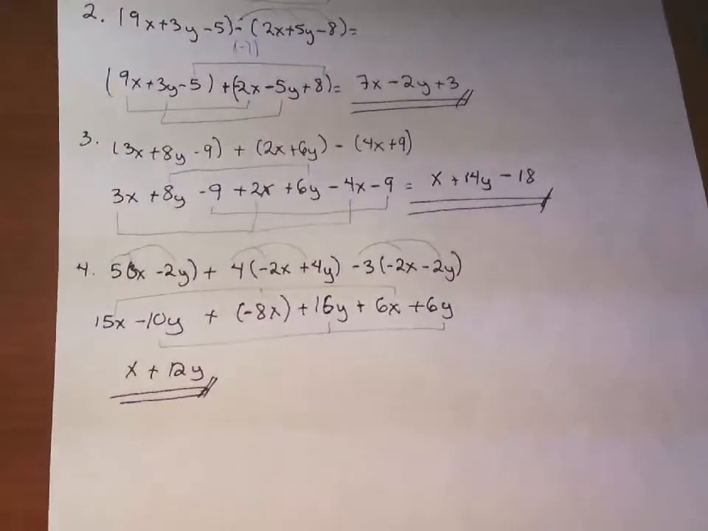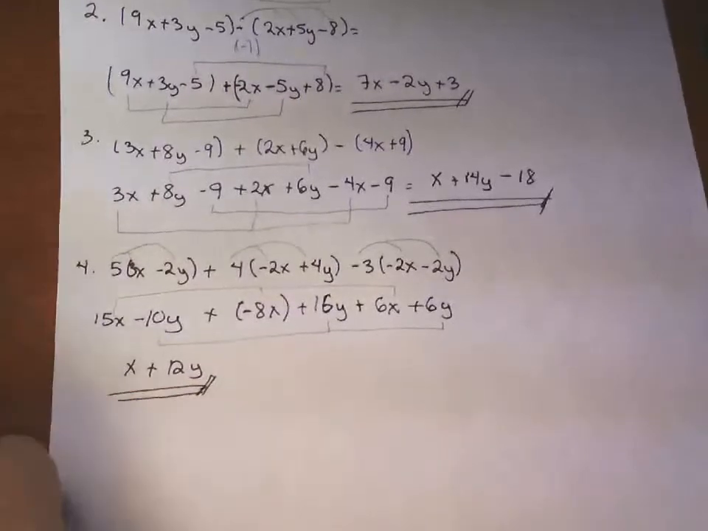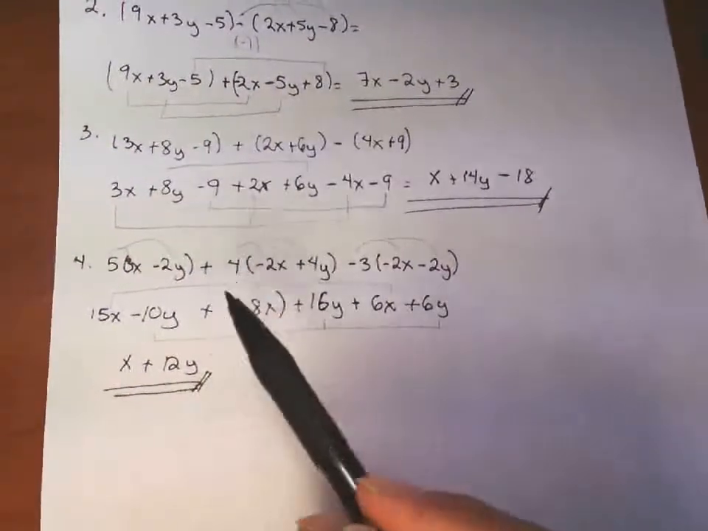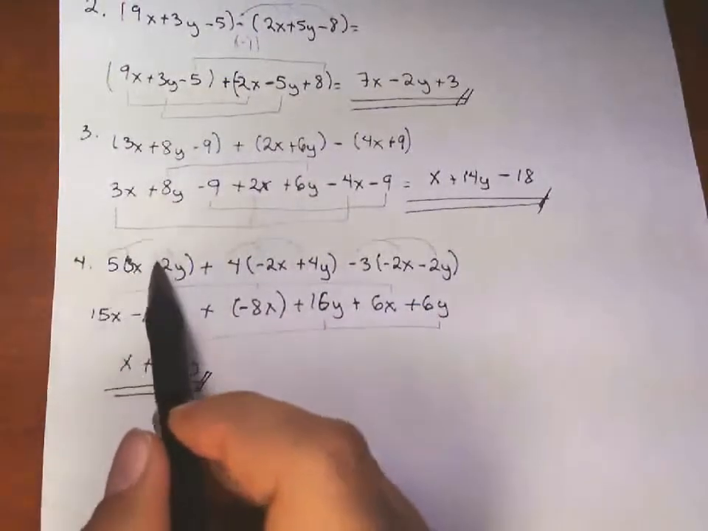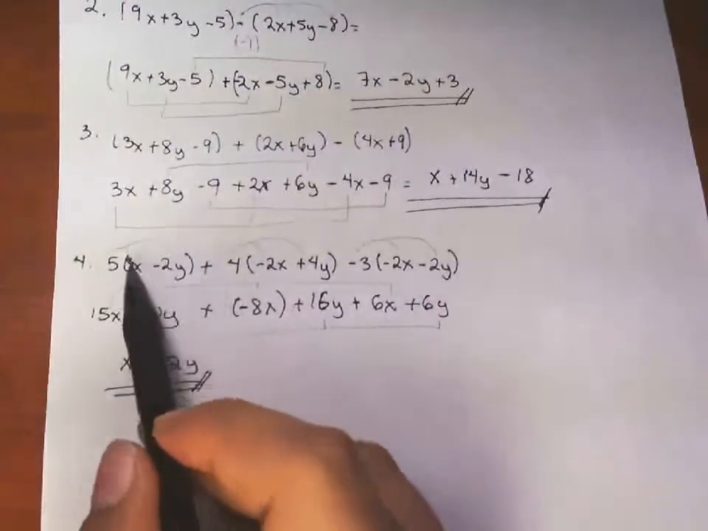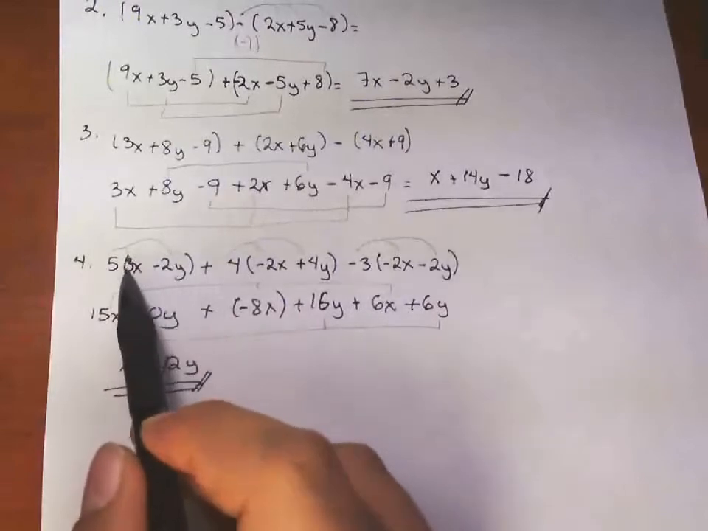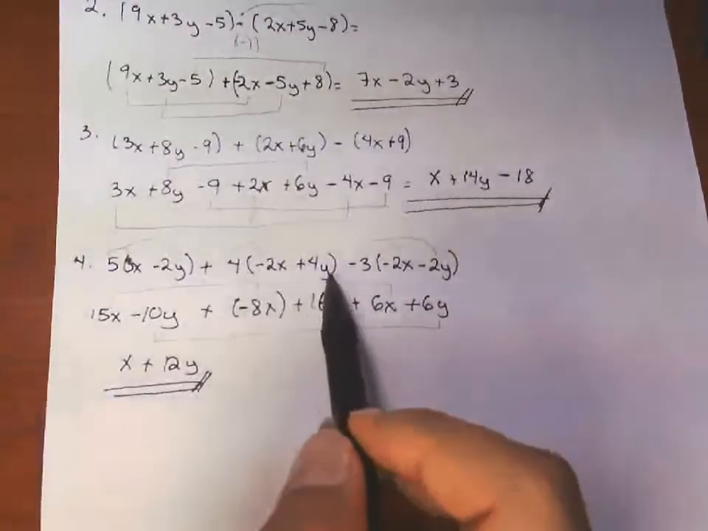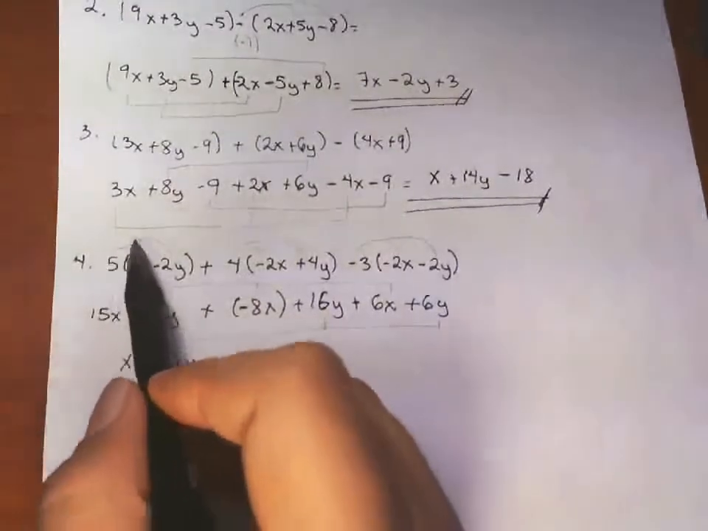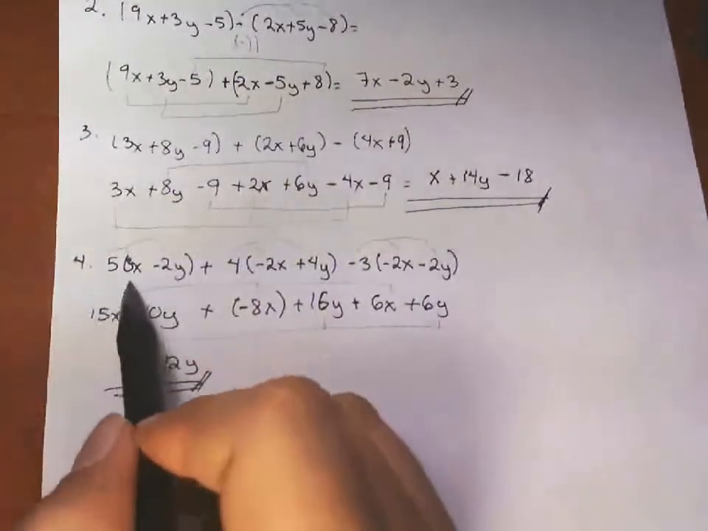Okay guys, number 4, I have 5 times, I have this expression. Remember, we have to solve first what's inside the parentheses. Since they have different variables, we cannot join them, so there's not much to do in all the cases. So the best thing we can do is apply distributive property.